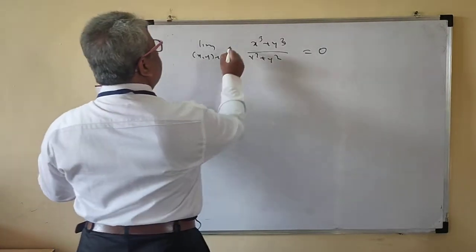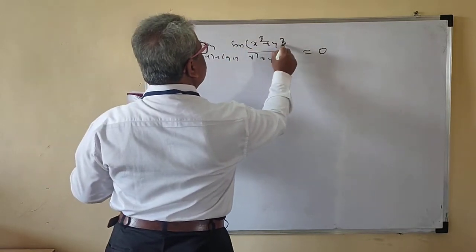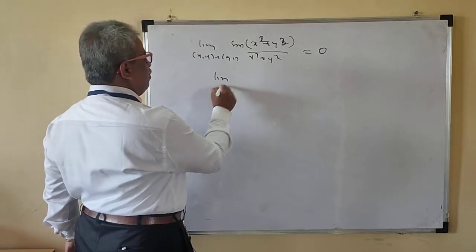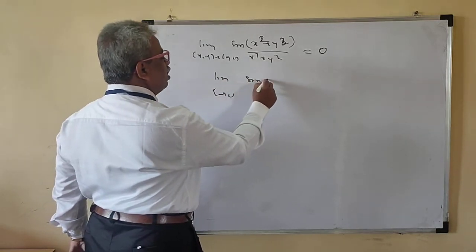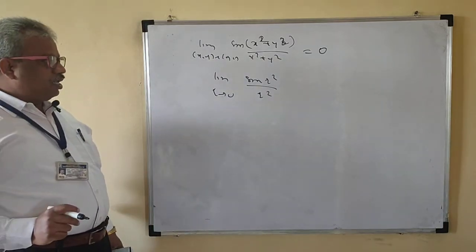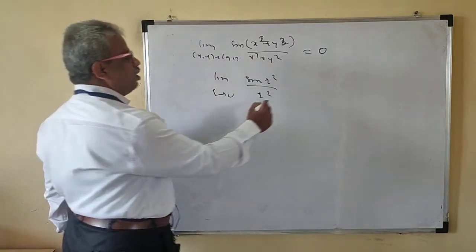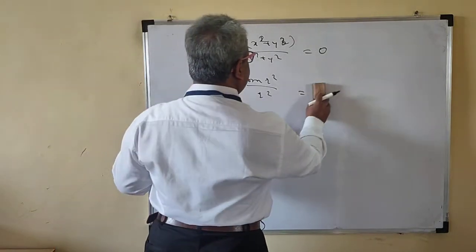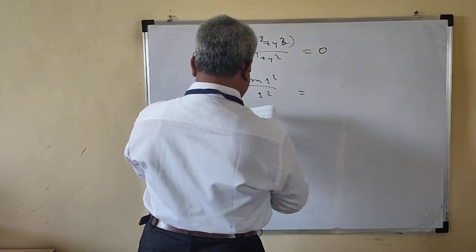Suppose this is sine of x square plus y square upon x square plus y square. What happens? This will be limit r tends to 0, sine r square upon r square. Sine r square upon r square. So this limit will be 1 then. This limit is 1.